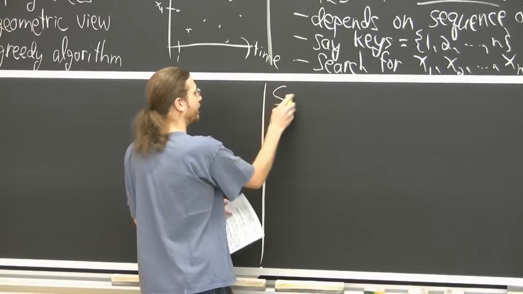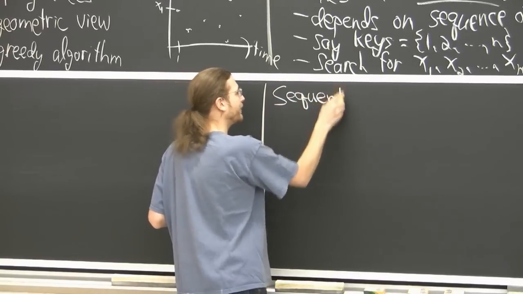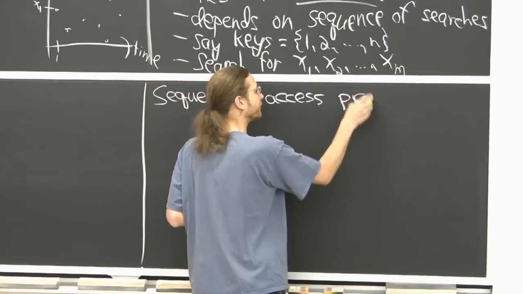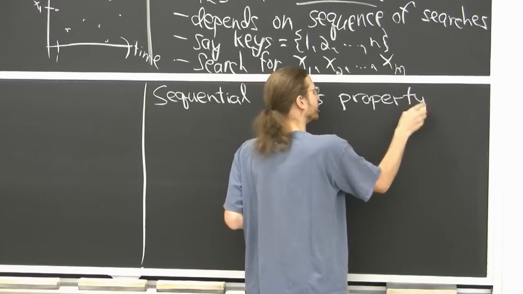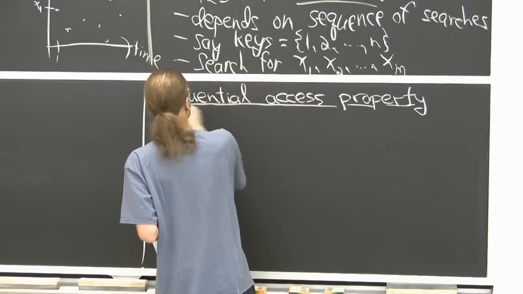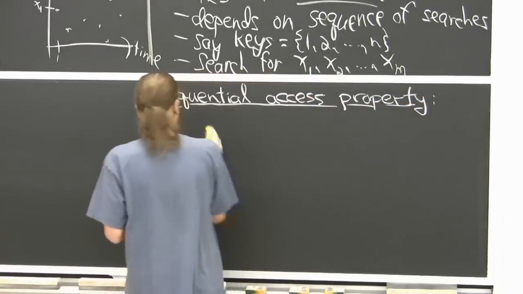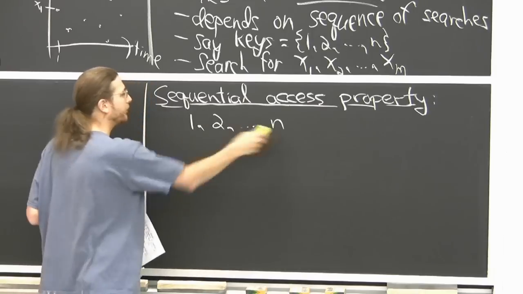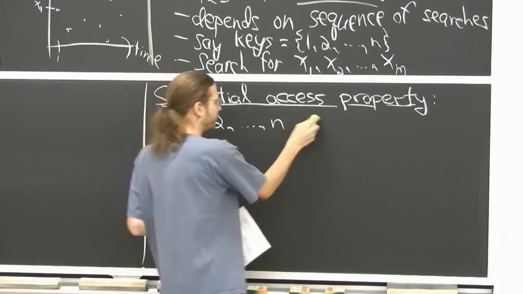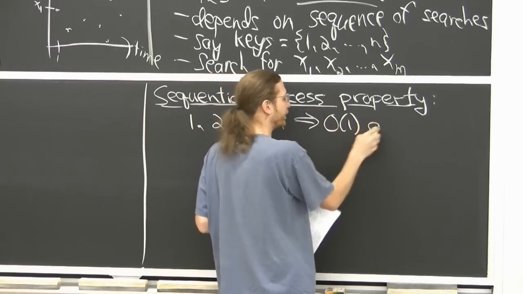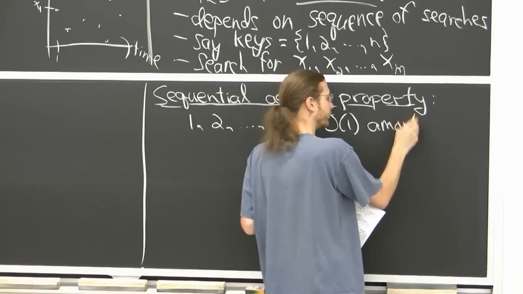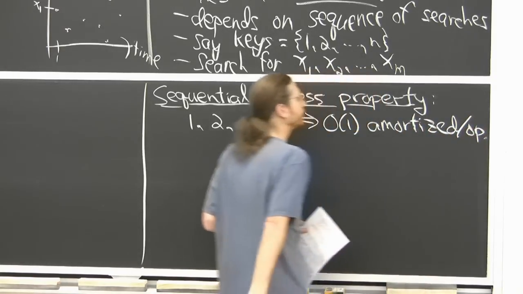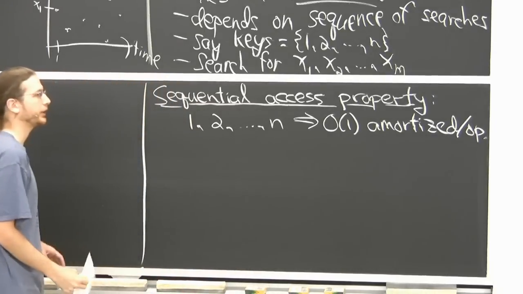So this has a name. Sequential access property. If you want to access the elements in order, so 1 through n, this should only cost constant amortized. Because for any tree, you can do an in-order walk in linear time.